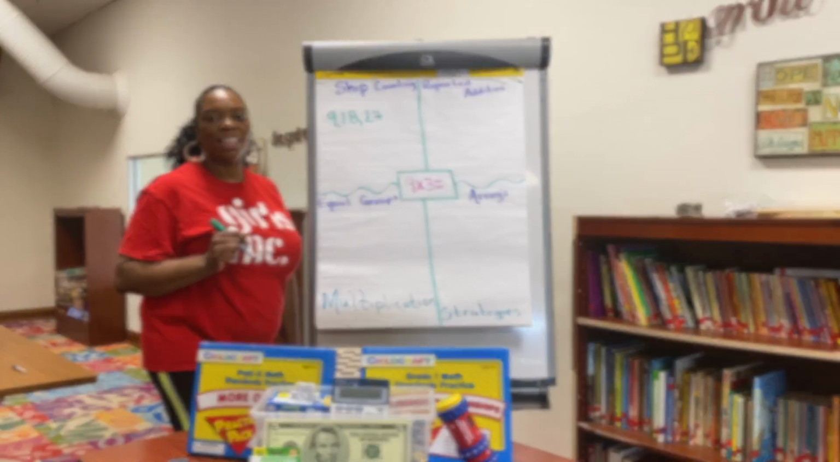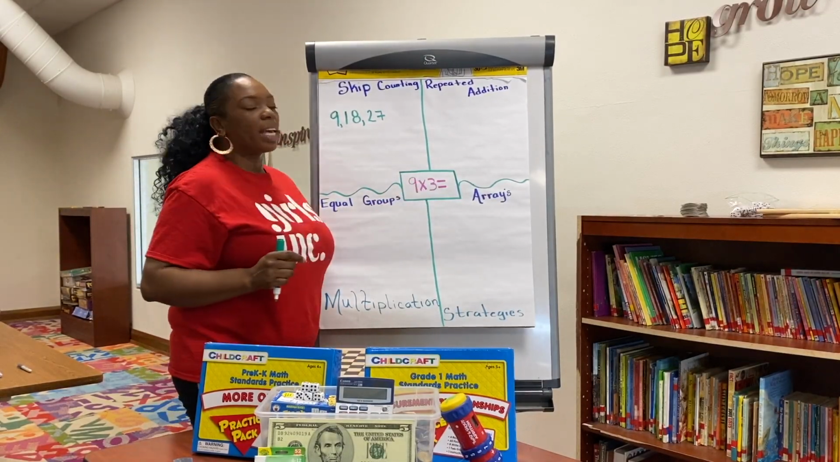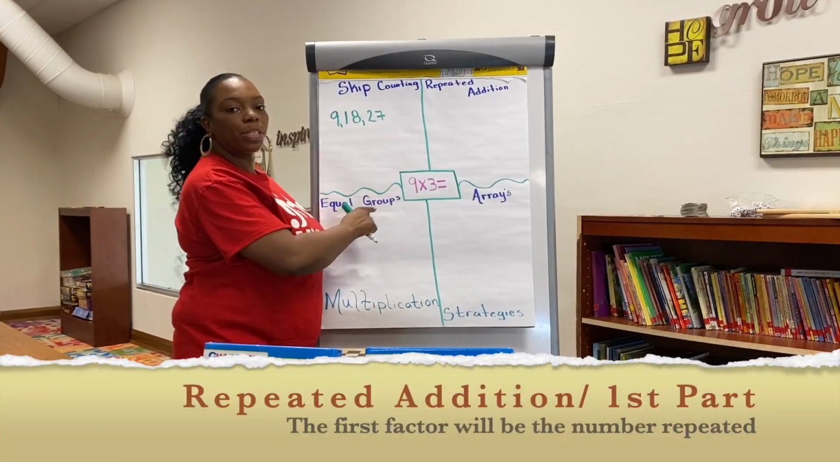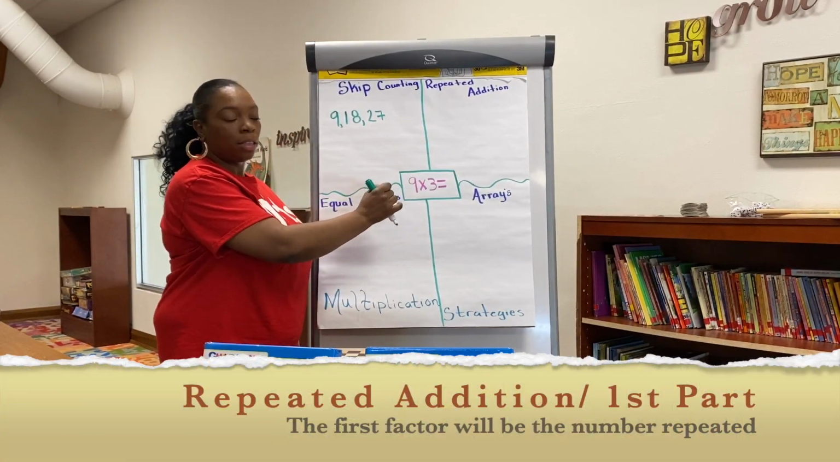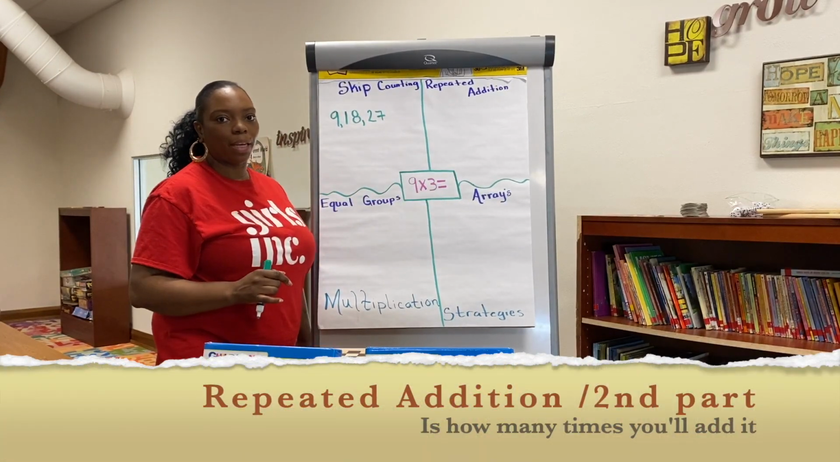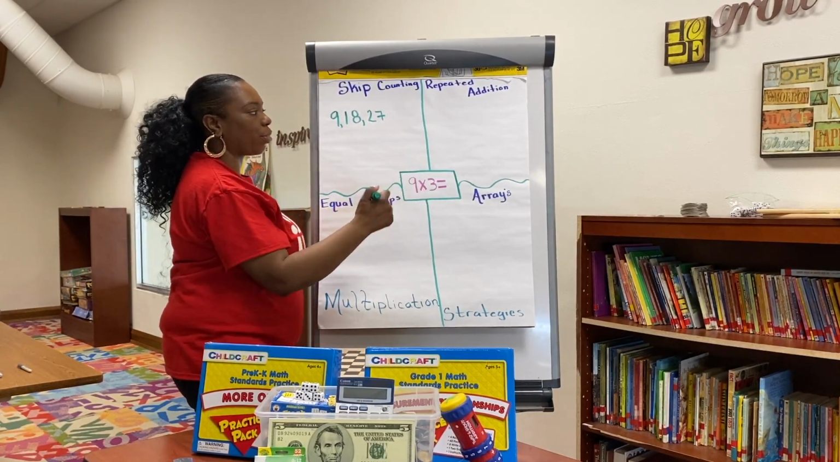and then we were able to get our product, which is 27. All right, the next strategy, again, we're using the same equation, 9 times 3. We're going to use the repeated addition strategy. This is simply the first number tells us the number that's going to be repeated, and the second number tells us how many times it's going to be repeated. So this tells us that 9 is our repeated number, and we're going to add 9 3 times.